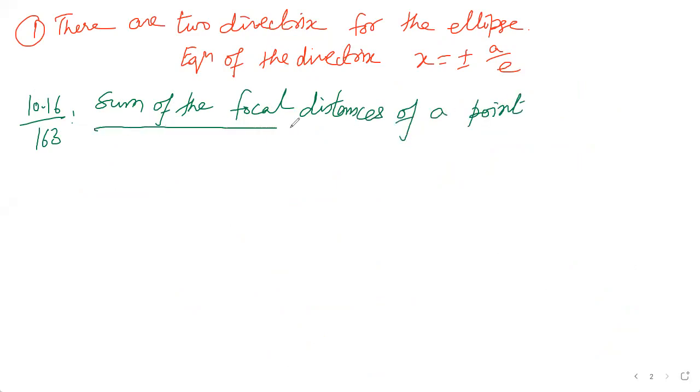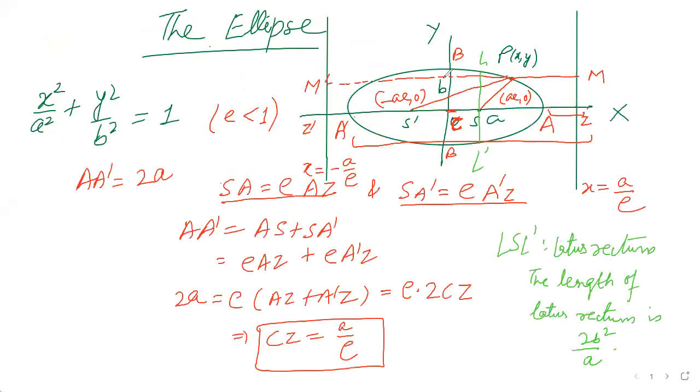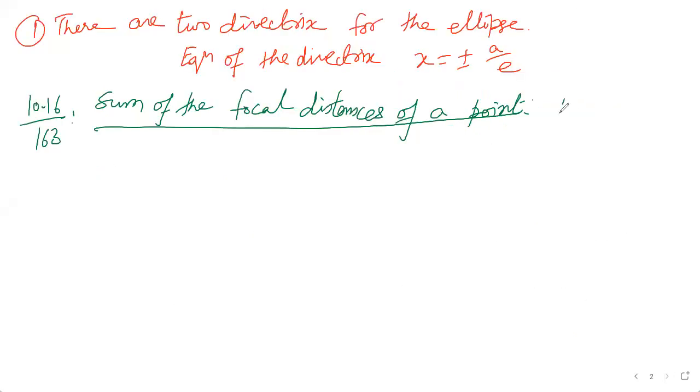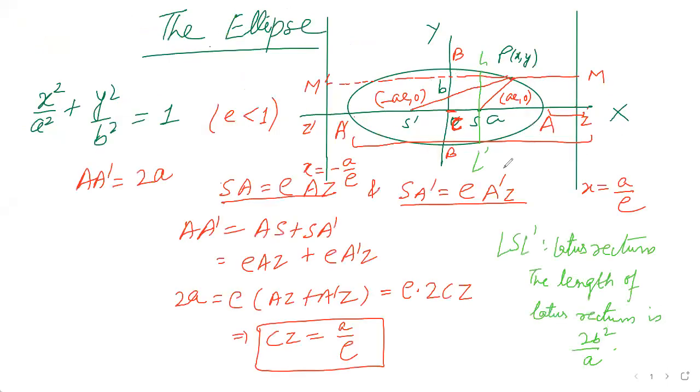Means what? Sum of focal distances means what I want to find here. क्या फाइंड करना है यहाँ पे हमें, कितनी डिस्टेंस है ये, PS plus PS dash. So I want to find what is this PS plus PS dash. Okay, I want to find this. So let P be any point.